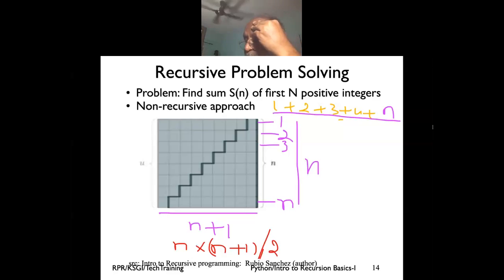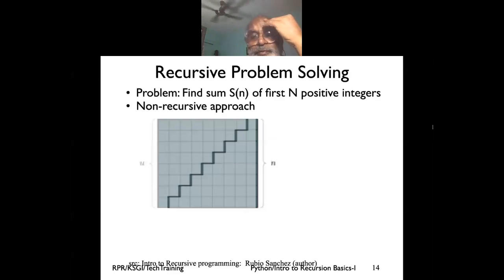Okay. Any questions about this part? Anyone? Krishna? No, sir. Clear. Clear? This is the non-recursive approach. I'm telling how to solve by recursion.